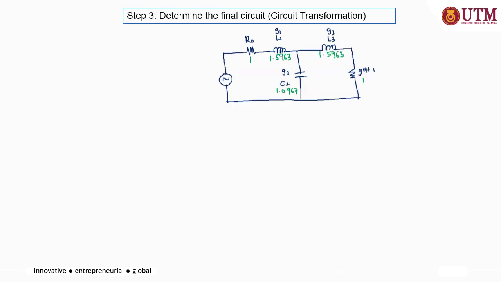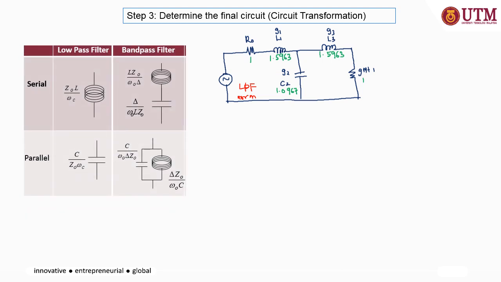Okay, next, once you have the low pass filter normalized circuit in step 2, then transform the circuit into the actual one by using the transformation table. So in this case, from low pass to band pass, the first component you have is the inductor. The inductor will become an inductor and capacitor in series. The value for each of these should be calculated by using the following equations.